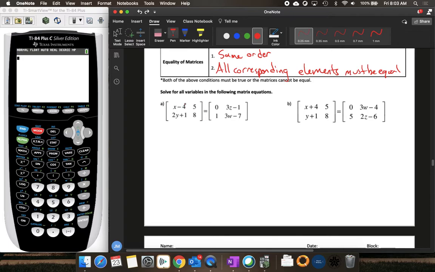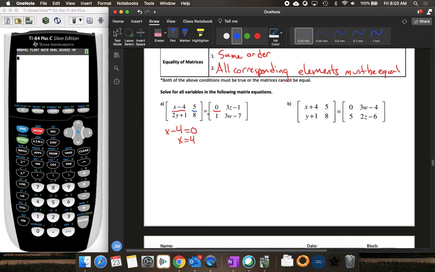In order to show that these two matrices are equivalent to each other, and it does say that they are equal, that means that this first element in the first row, first column, has to be equal to this element, first row, first column. In other words, x minus 4 must be equal to 0. And that's a pretty easy equation to solve. That tells us that x has to equal 4.